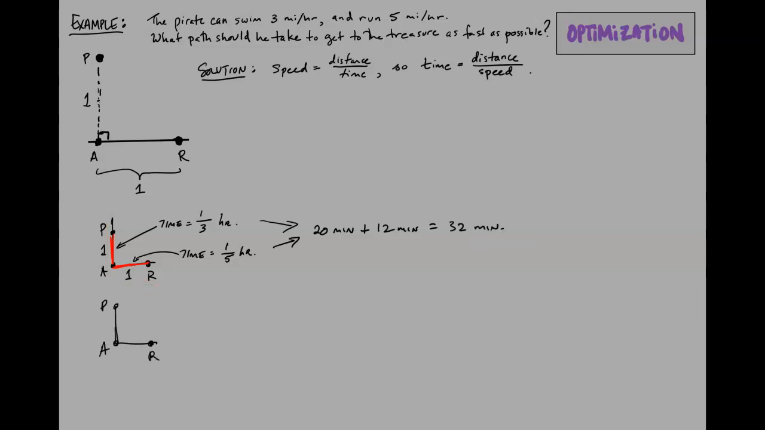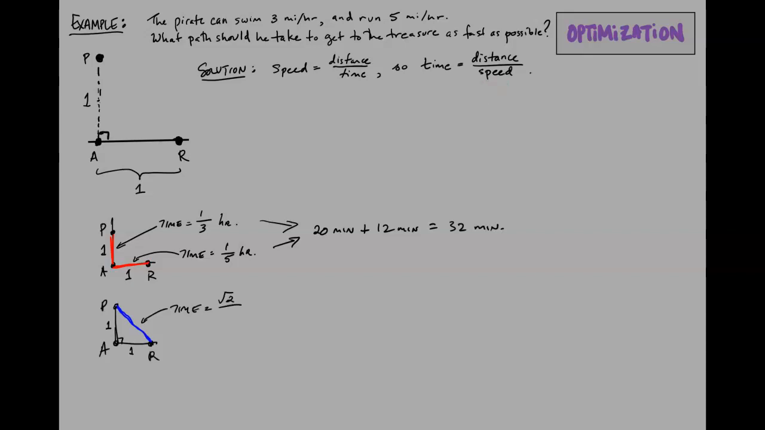Okay, but what if he followed a different path? What if he just swam straight from P to R and crawls onto shore exactly where the treasure is? Well, in that case, this should be even easier to compute because it's just one path. The time, we've said, is distance over speed. And what's the distance he covers? Well, if this is 1 and this is 1, the Pythagorean theorem tells me that distance is going to be the square root of 2.